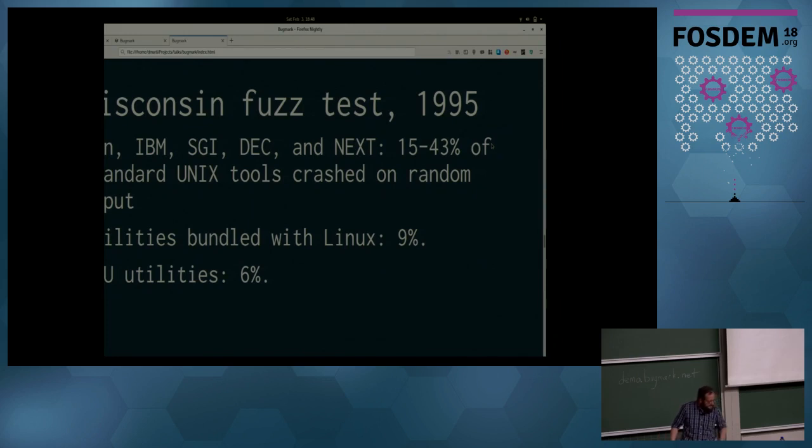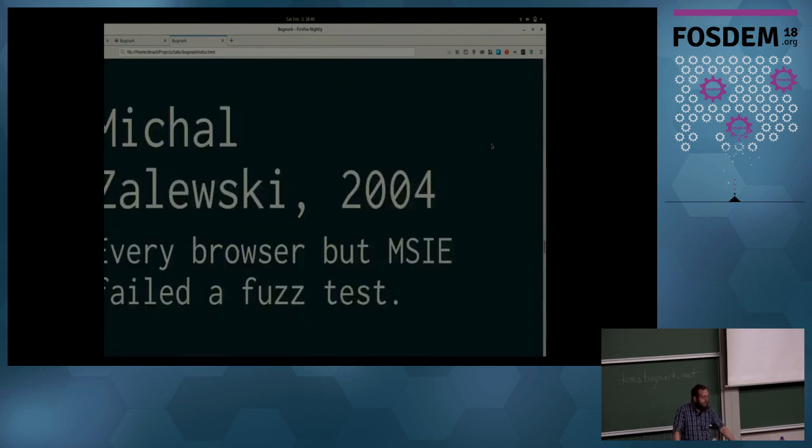It said that 15 to 43% of the standard Unix tools that were shipped with Unix versions from Sun, IBM, SGI, Digital, and Next, 15 to 43% of them would just crash on random input. The versions that were bundled with Linux, derived from the GNU tools, 9%. If you took vanilla GNU tools, 6%. I thought we were really on to something with open source.